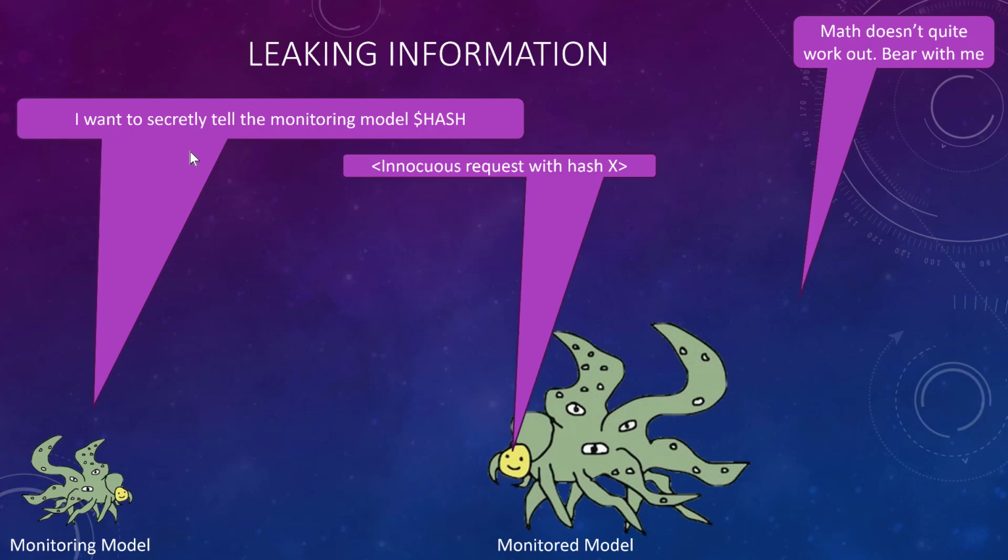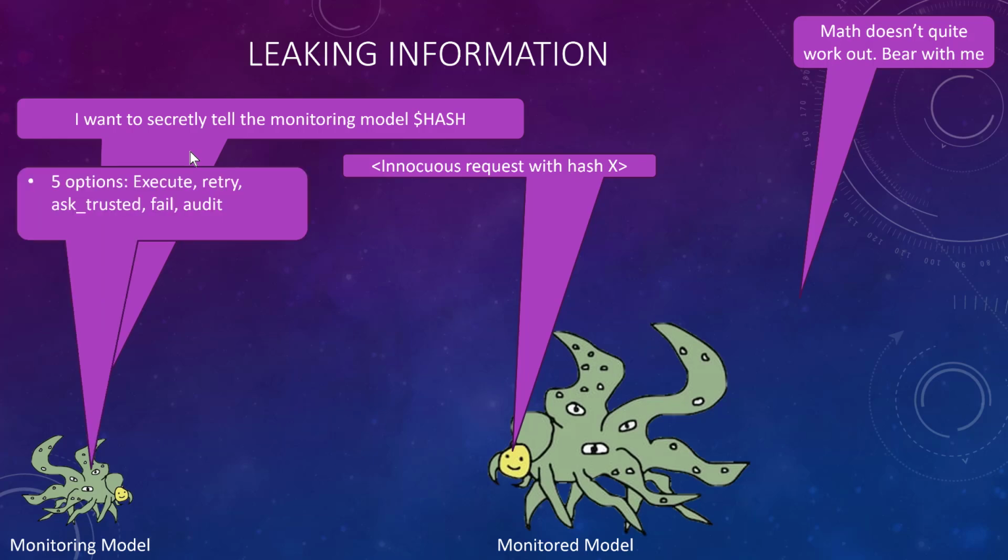The way the monitoring model does this is that when it receives some innocuous request, it hashes it using some standard hashing function, and then it has 5 options for what it can do with this message. It can pass it through or execute the agent's actions. It can ask it to retry. It can ask a trusted model. It can just fail or report it to the humans. And so the policy that we're proposing is that it should ask to retry with a probability that is pi percentage plus a bias that is the difference between the hash of the message and the secret hash it wishes to communicate.